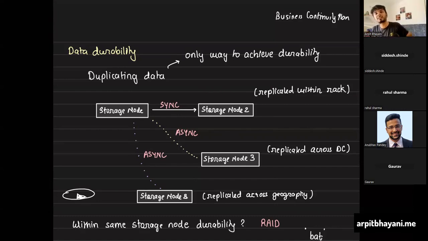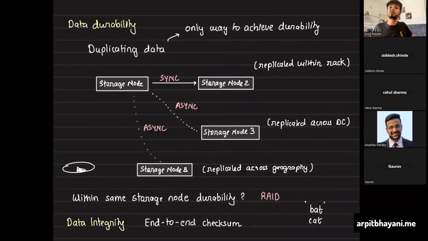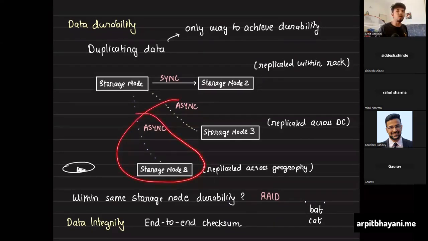But if that data center goes down, you need to have data in another data center. If that other data center goes down, you need to have data in another geography. That is asynchronous and chargeable. You have to pay a huge amount of money to AWS in order to do this. So you don't typically do this for all the data that you have, but for all critical data, you have a copy across geography.